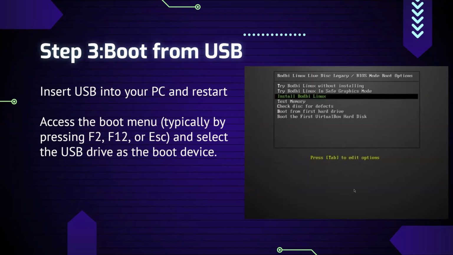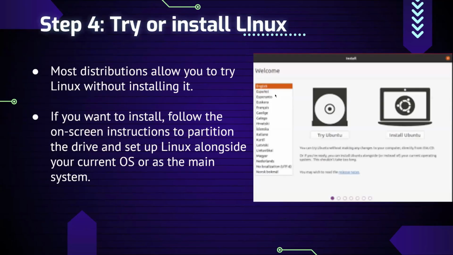So as you can see in this photo, there's different things you can do here. This is the BIOS system. This is what your motherboard runs on. So you can see you can install different types of Linux from here.